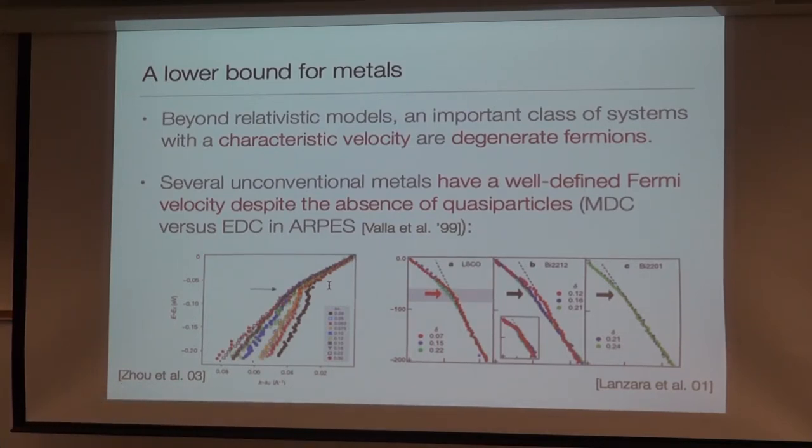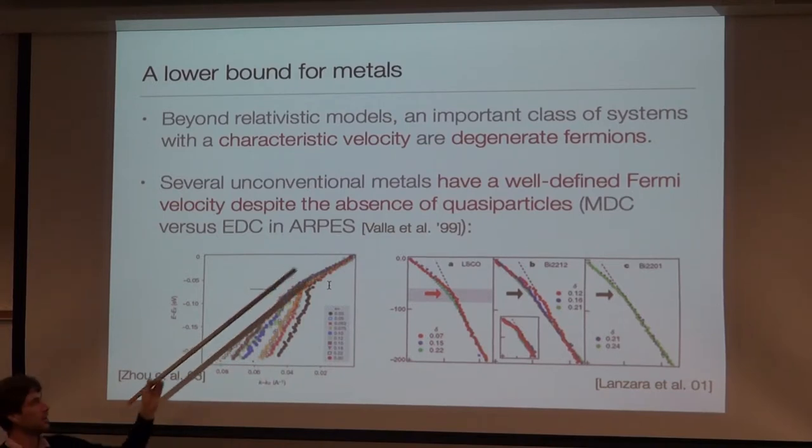Right? And so these are plots of omega versus k in various cuprates. Not going to say anything about them, but these curves can be made. Okay, there's an unambiguous velocity. The slope of this curve is an unambiguous velocity in a cuprate, even though there are no quasi-particles.